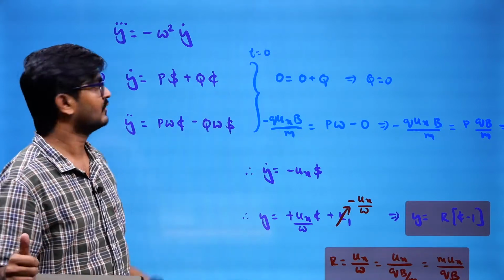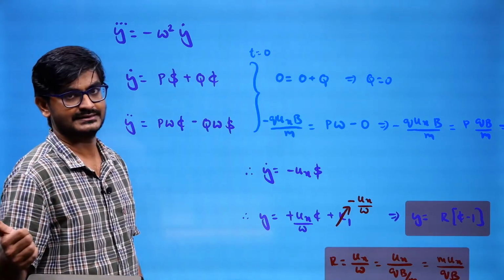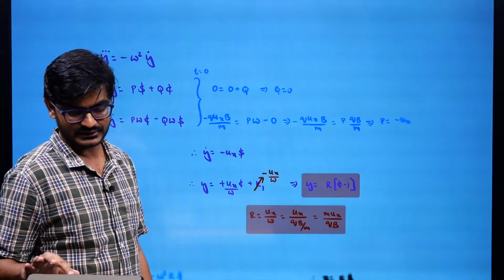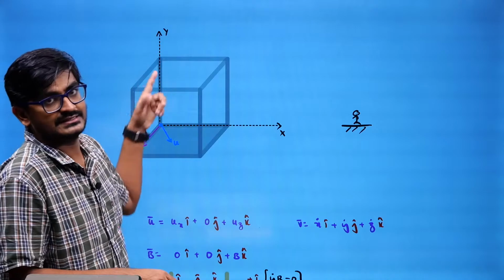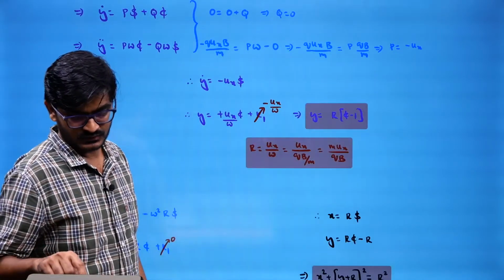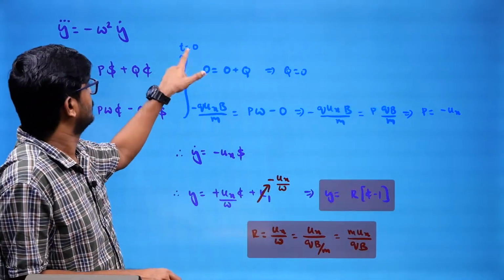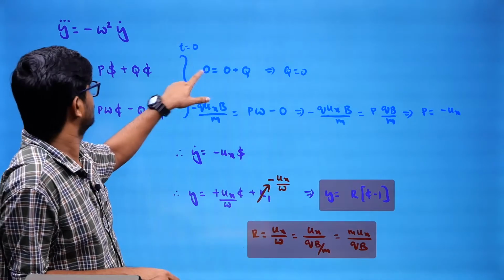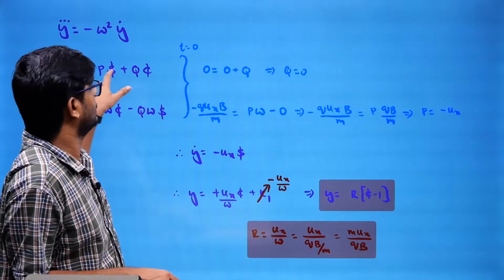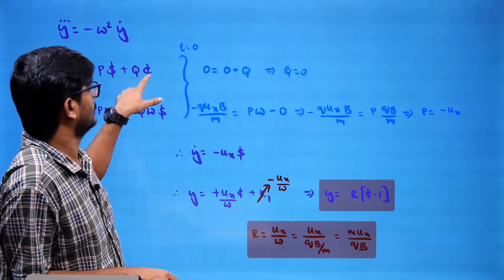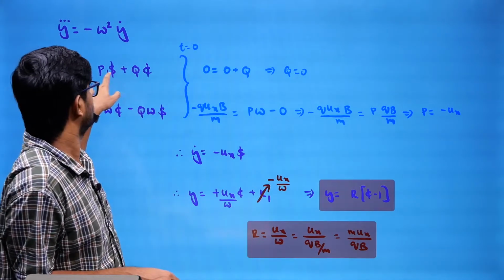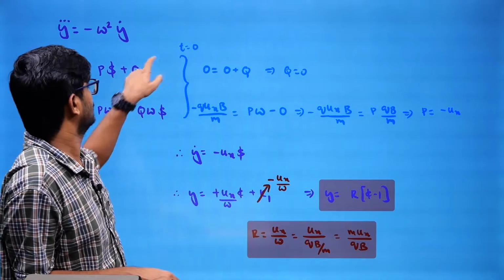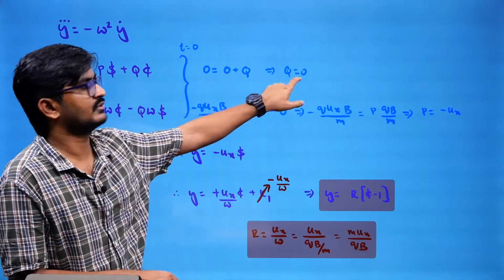At t equal to 0, what is the velocity along y-axis? Now if you see here, at t equal to 0, the velocity along y-axis is 0. So when you substitute t equal to 0, this term will become 0, this term will become Q into 1, right? So this is 0, this is going to become Q. From here I can conclude Q is 0.